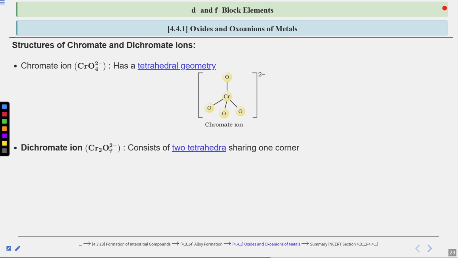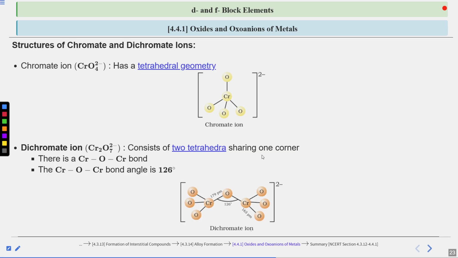Meanwhile, the dichromate ion Cr2O7 2- consists of 2 tetrahedra sharing 1 corner. There is also a chromium-oxygen-chromium bond present in the dichromate ion structure. The chromium-oxygen-chromium bond angle is 126 degrees. In this structure, 2 chromium atoms are joined with 1 oxygen. Each chromium is attached with 3 other oxygens, and the whole ion has a 2 negative charge. This is a dichromate ion.